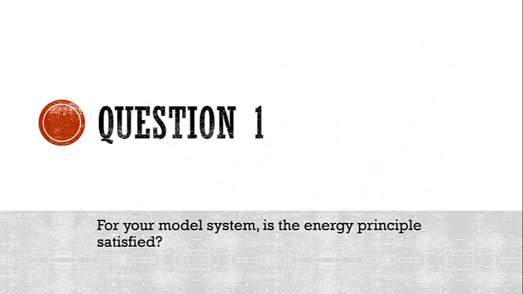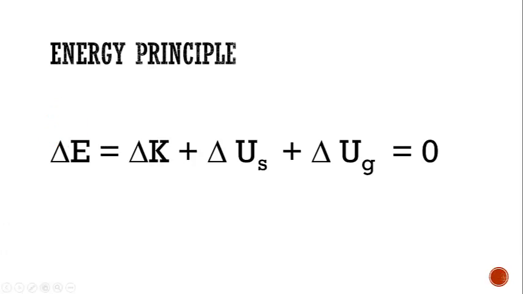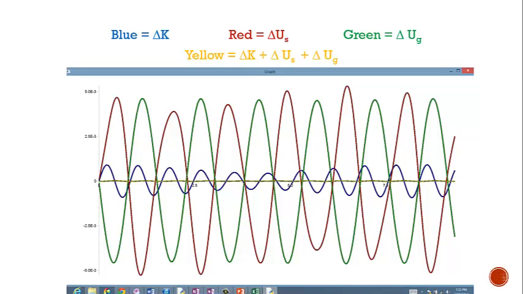What does it mean? Question 1. Is the energy principle satisfied? The energy principle is satisfied because in the beginning, with our chosen system, we said that total energy would equal 0. As you can see on the graph, the yellow line, total energy, always equals 0. So the energy principle is satisfied for the model.